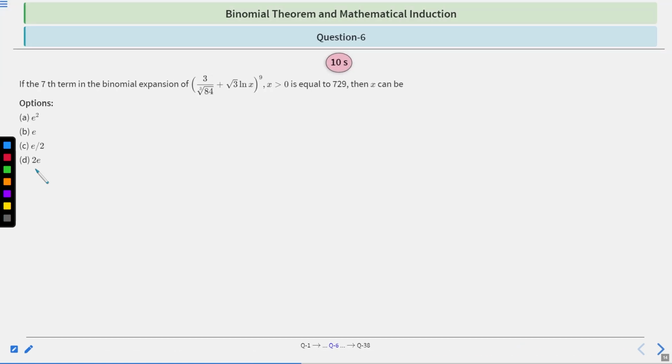Next, question 6. If the seventh term in the binomial expansion of (3 upon cube root of 84 plus root 3 ln x) to the power 9, if x greater than 0, is equal to 729, then x can be. So you have 10 seconds to solve this question. After 10 seconds, we will discuss the solution.